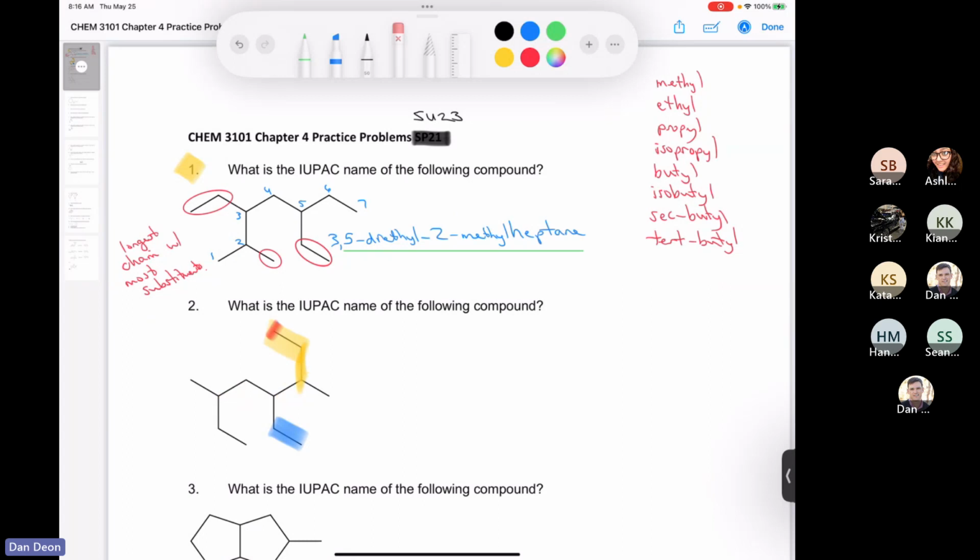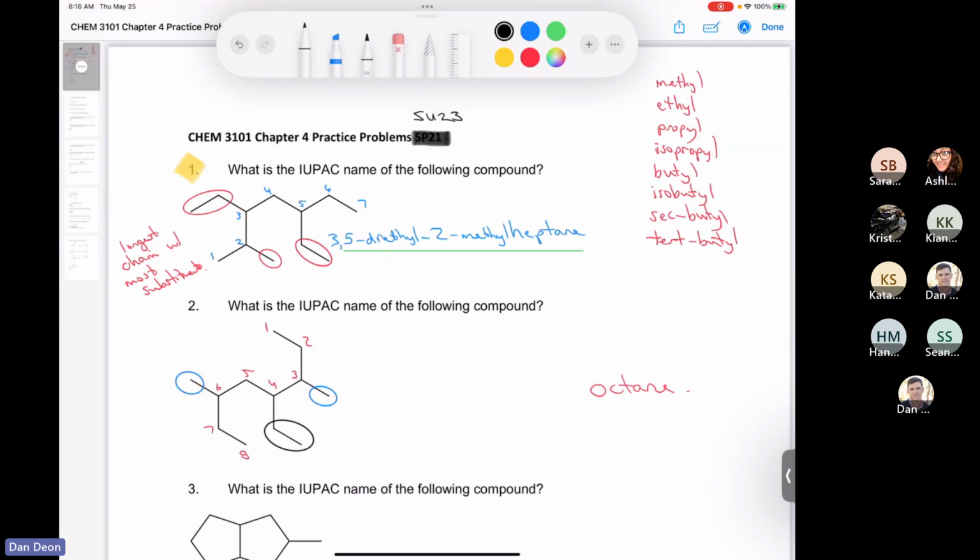So I'll erase all this here, and I'll just number the carbons. So we've got carbon 1, 2, 3, 4, 5, 6, 7, 8. So I've got a total of 8 carbons, and thus this is some kind of octane. Then our substituents: we've got a methyl group at carbon 6. We've got a methyl group at carbon 3. So that's a 3,6-dimethyl. And then we have an ethyl at carbon 4.